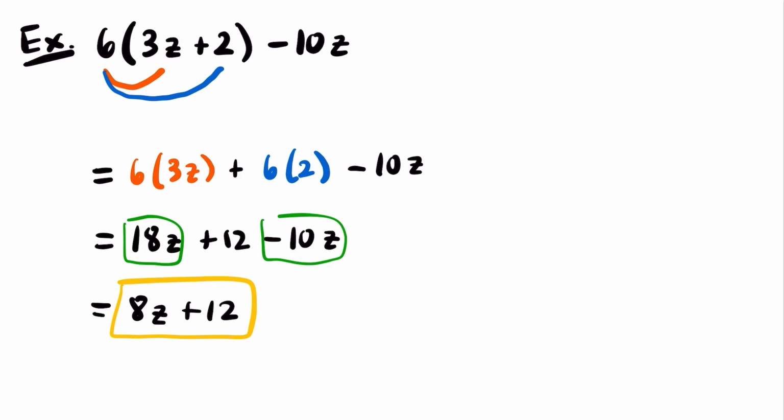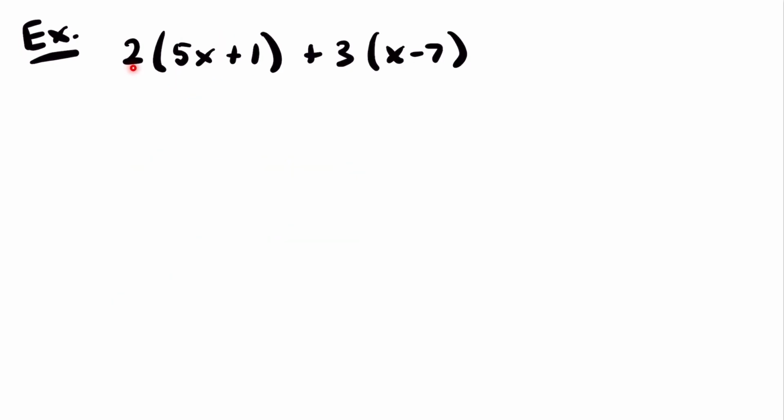Okay, let's take a look at another. Here we want to simplify 2 multiplied by the quantity 5x plus 1, and then add that to 3 multiplied by the quantity x minus 7. Now in this example, we have 2 cases where we can apply the distributive property, and it's important that you make sure you multiply the right number by the right terms.